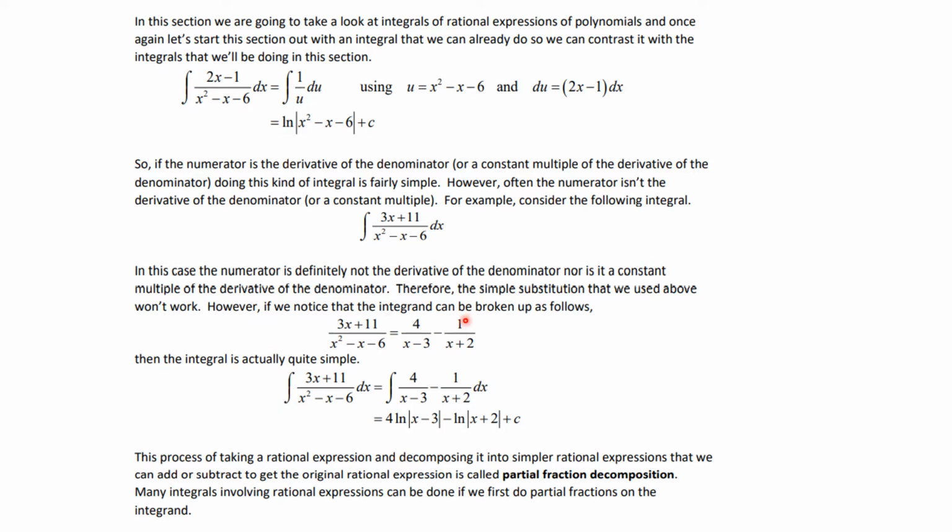However, if we notice that the integrand can be broken up as follows, you see this ratio is actually the same as 4 over x minus 3 minus 1 over x plus 2. And you might notice that x minus 3 times x plus 2 is the factorization of this denominator. Maybe you're remembering it, maybe you're not. But anyway, this is the technique. So we do this decomposition, rewriting the integrand this way, and then we do the sum of the integrals, and it is very easy to do.